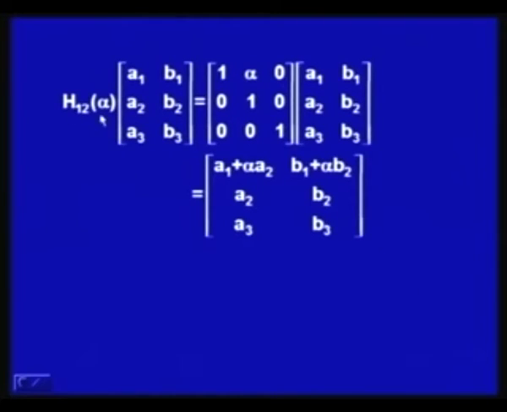Similarly, H12 alpha multiplied by this means we will be having the first row plus the second row multiplied by alpha. So, H12 alpha is this matrix multiplied by this matrix, and if you perform this multiplication, we will have this matrix.